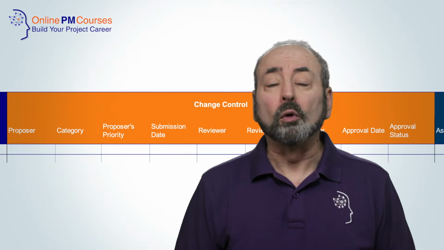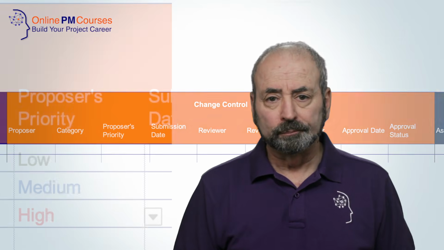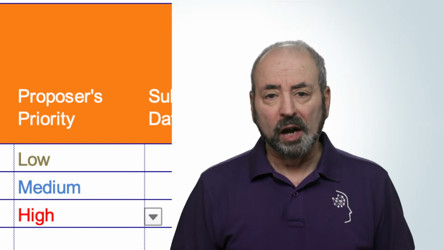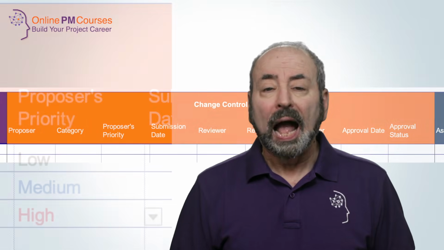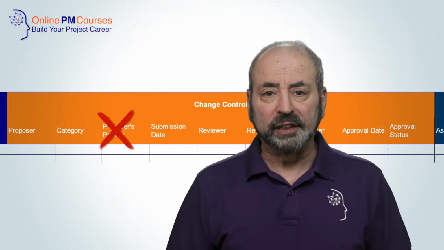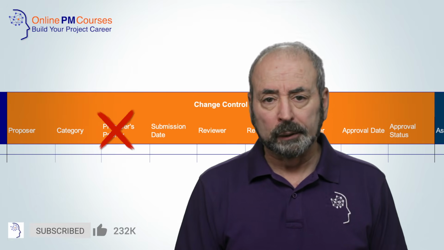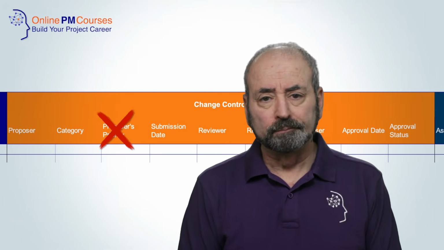Likewise, you may want to allocate priorities for your change requests. Here I've gone for a very simple approach of low, medium and high with drop-downs and colour-coded. However, when I do my own change logs, I don't include a priority because I prefer not to prejudice the decision process. So it's up to you if you want one.